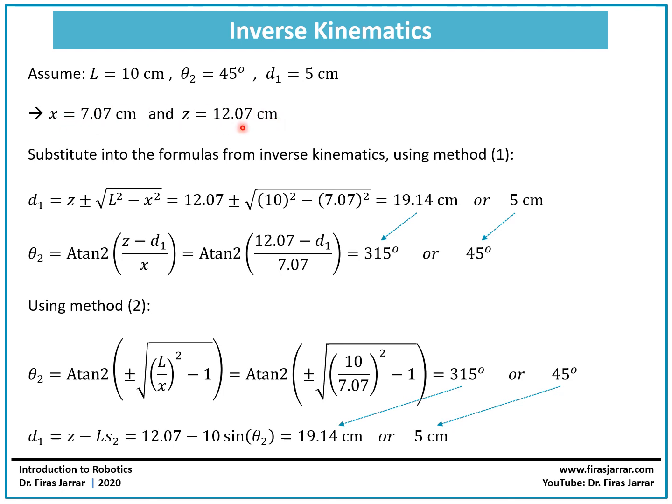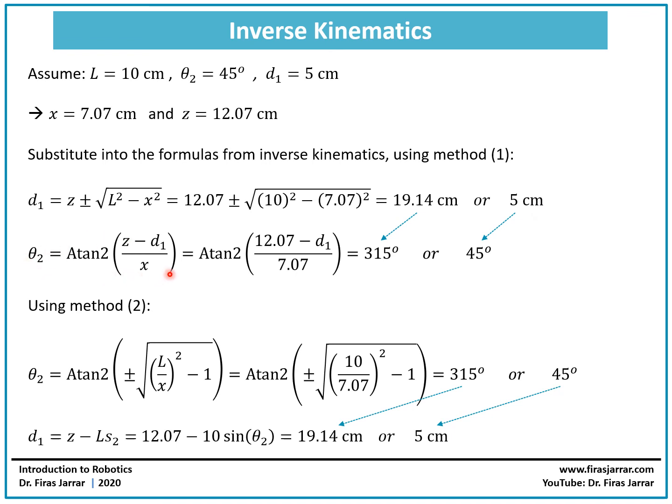I will take these values and substitute them into the formulas obtained from inverse kinematics using method 1 and using method 2. From method 1, I had a formula that gives me D1 equal to Z plus or minus the square root of L squared minus X squared. So if you substitute for Z with 12.07, for L with 10 centimeters, and for X with 7.07, and since we have plus or minus, this will give me two values. One value being 19.14 centimeters and one value being 5 centimeters.